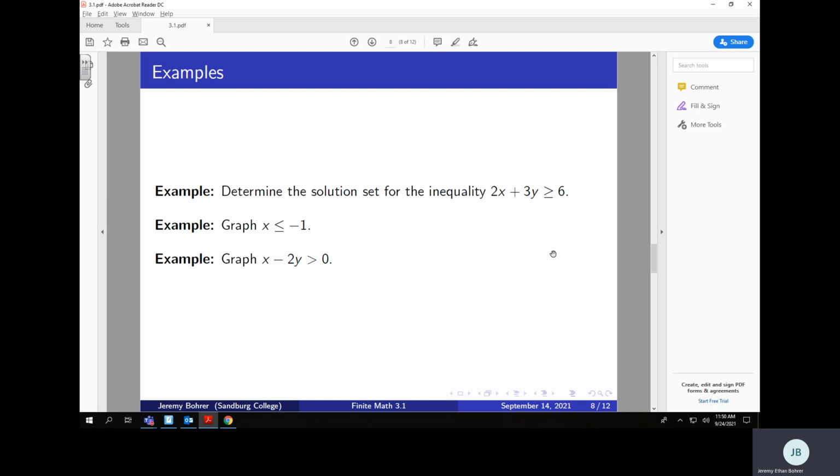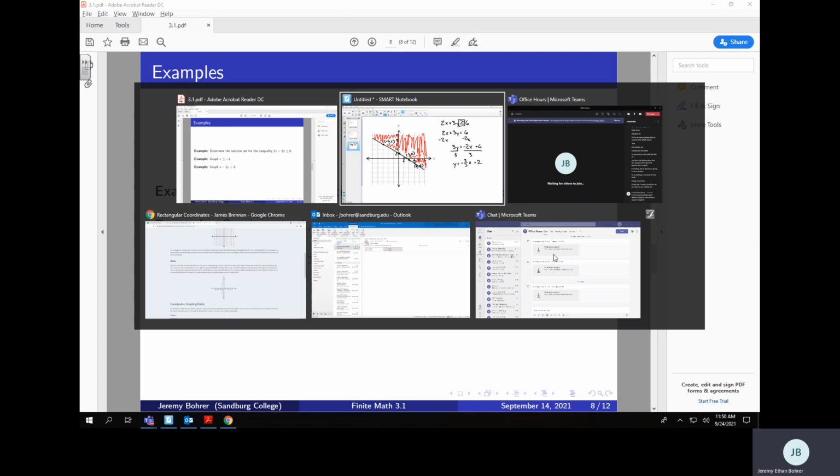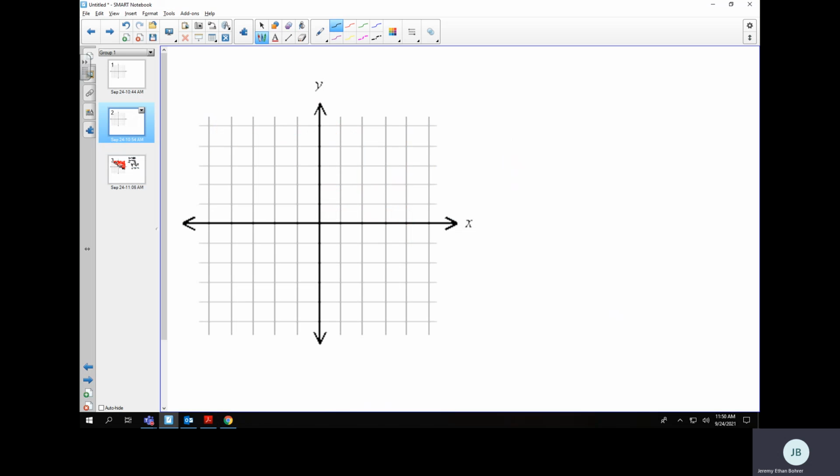In our second problem, we're asked to graph x is less than or equal to negative 1. So we'll come back over here and go to our second slide. x is less than or equal to negative 1. Well, the line x equals negative 1 is a solid vertical line that goes through negative 1 right there.